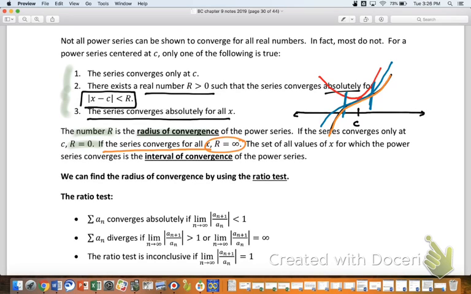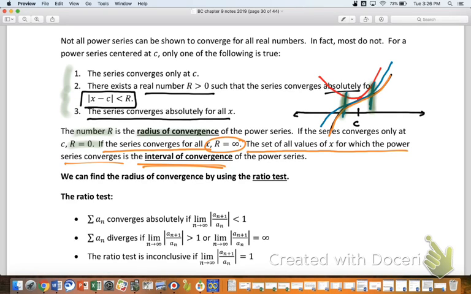Let's see here. And then, of course, whatever that set of values for x for which the series converges is called the interval of convergence. So that would be like that blue marking that I made up here. From here to here would be the interval of convergence for that blue function. We'll get into all this terminology as we get into these ideas with power series.